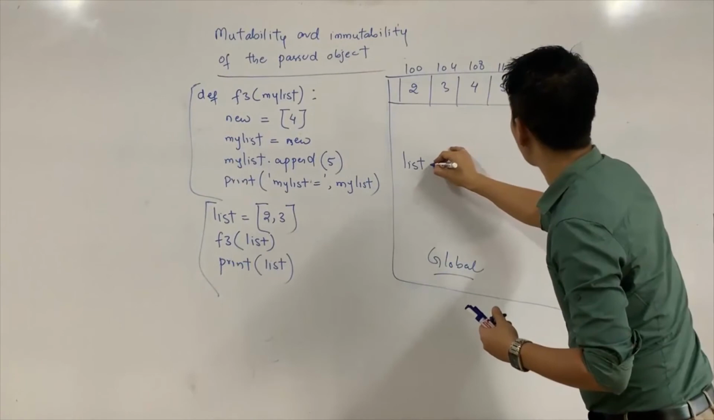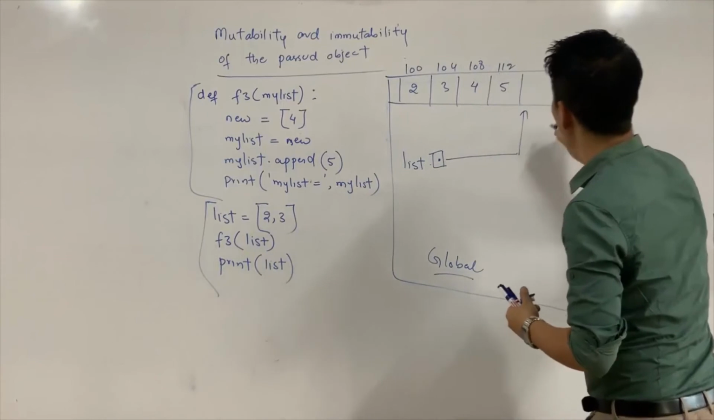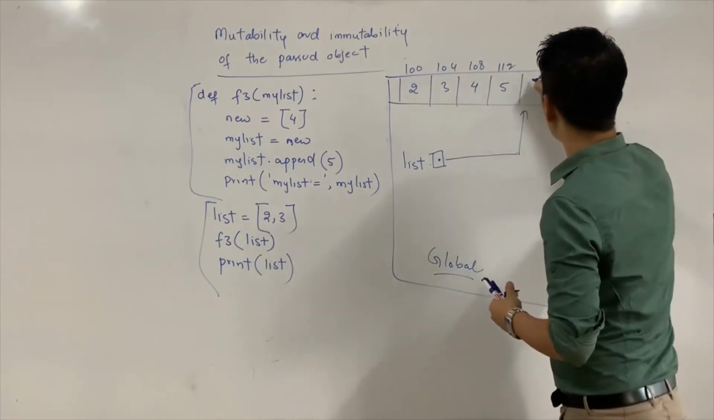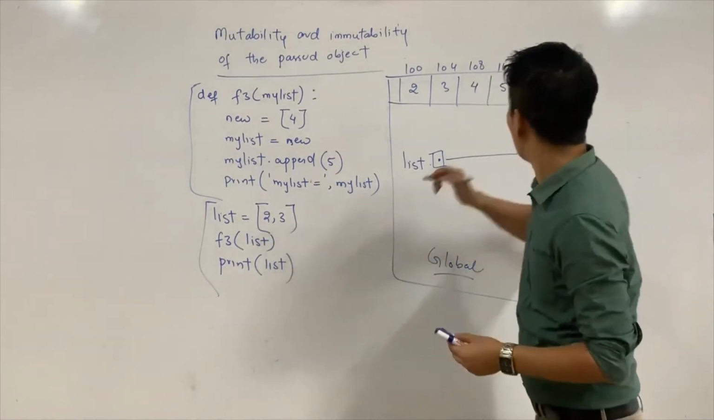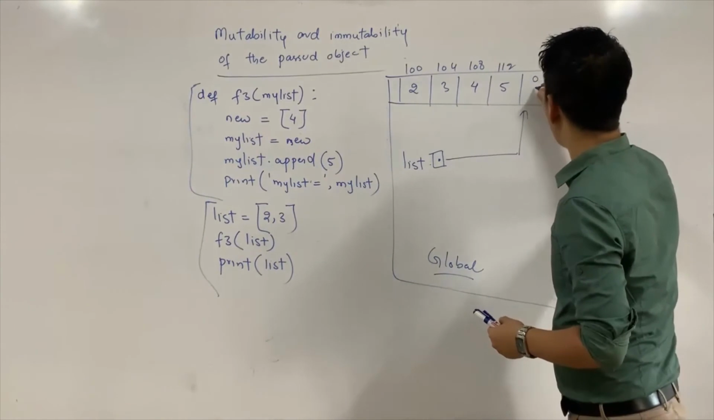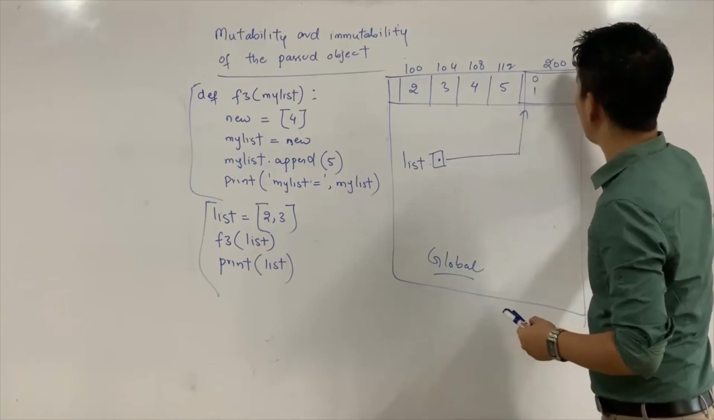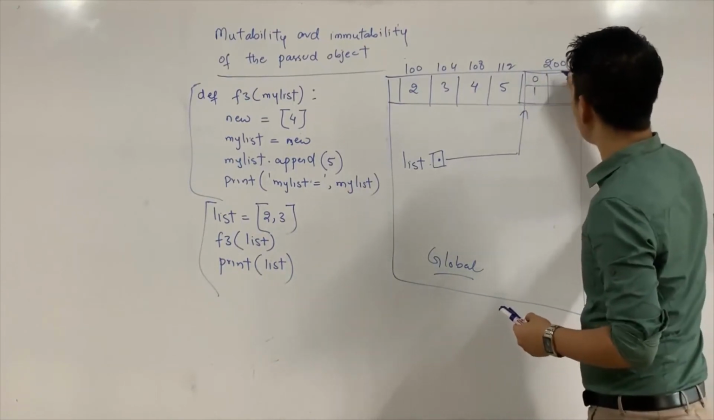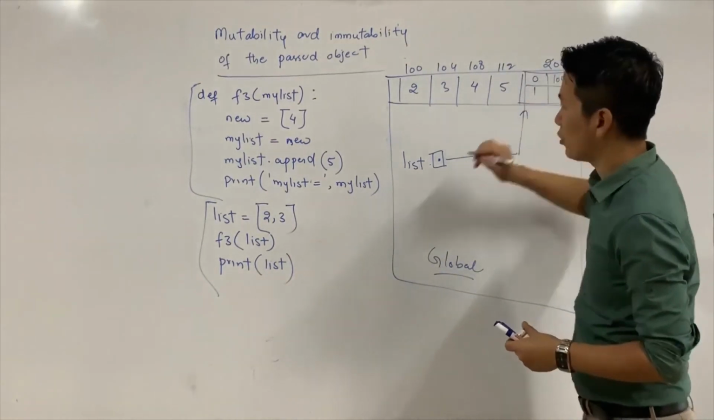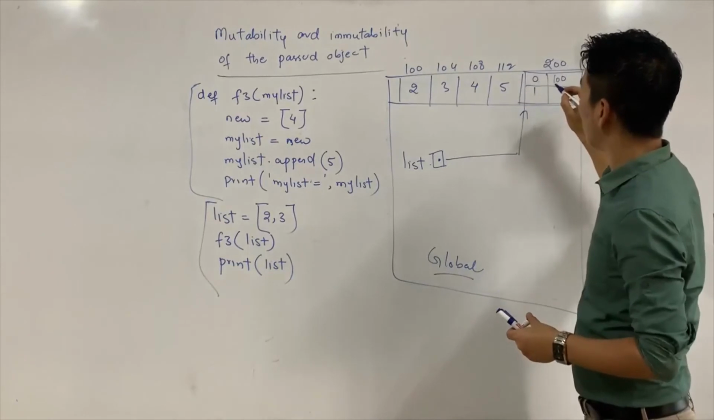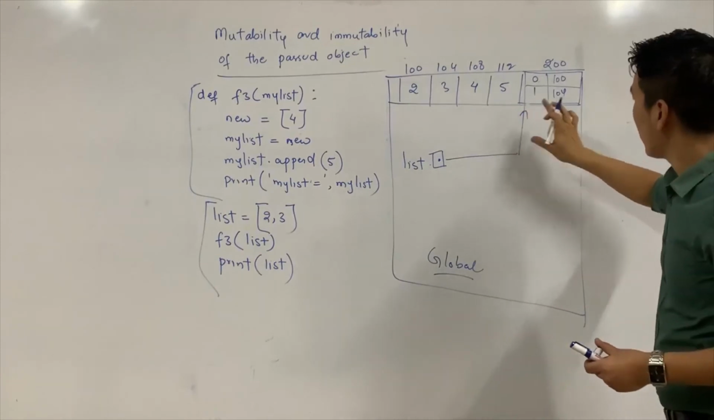This will be pointing to 200. And in the 200 you will have 2 indexes, one for 0 and one for 1. So the whole block address is 200, and in this you have the address of 2, which is 100, and the address of 3, which is 104. I hope you're clear with this.